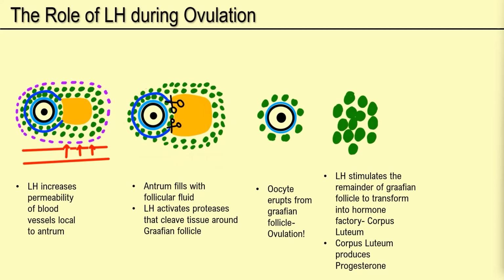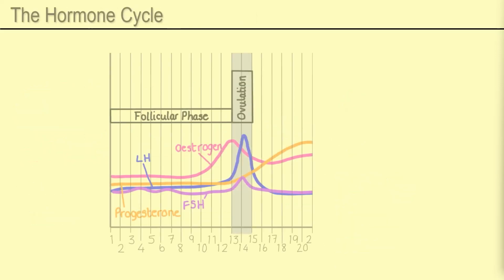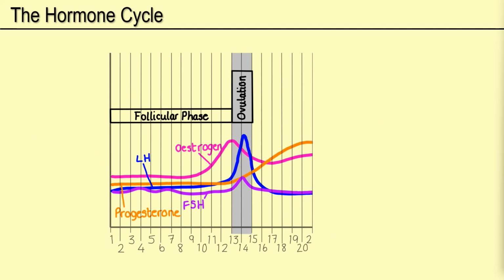While the luteinizing hormone also acts on the remainder of that Graafian follicle and transforms it into a corpus luteum. And what does the corpus luteum do? Well, it produces progesterone. We can also see that the corpus luteum produces a little estrogen too.